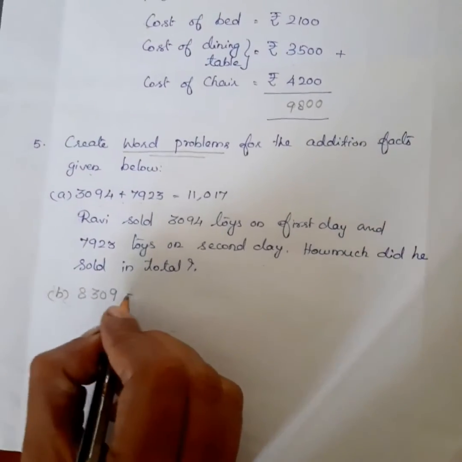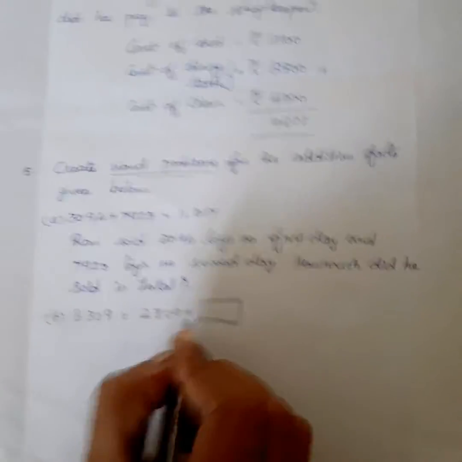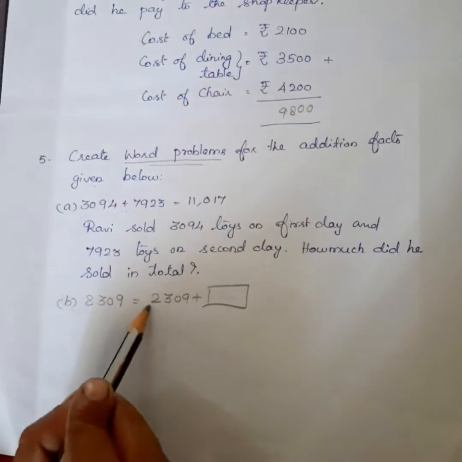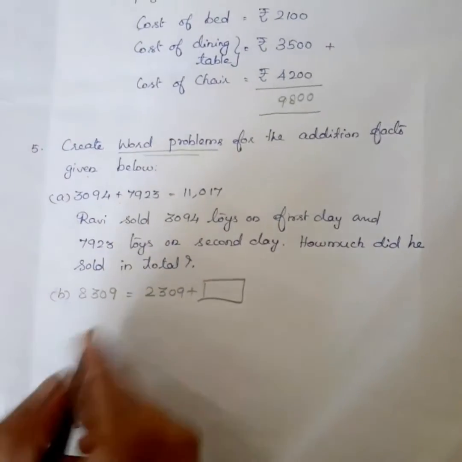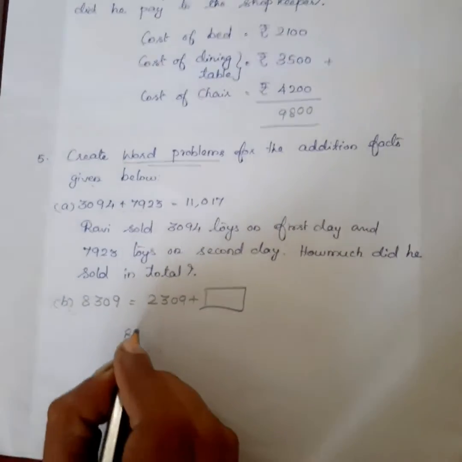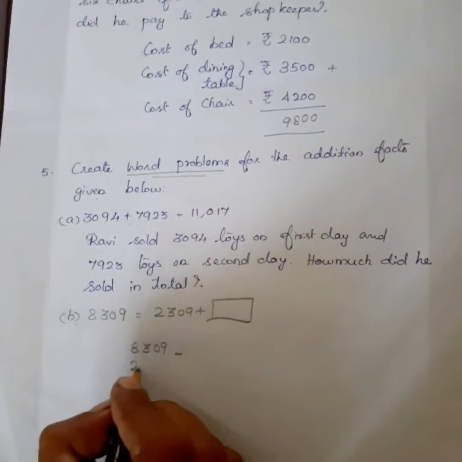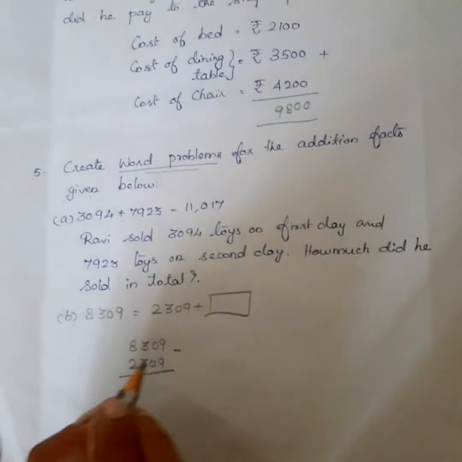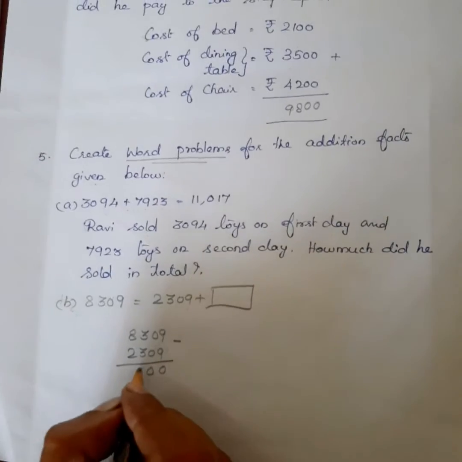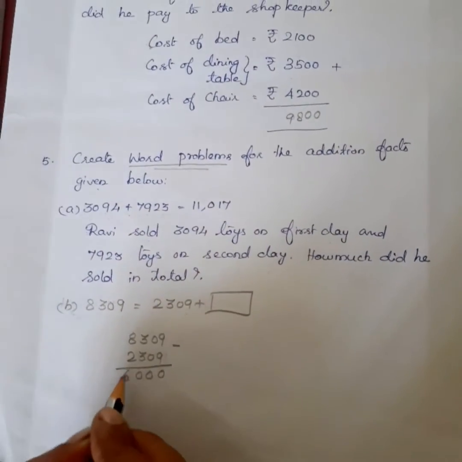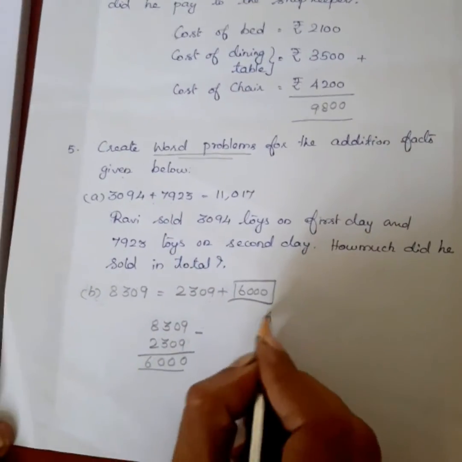8309 equal to 2309 plus box. Here 2309 is given. Here listen. So what do you do? We do subtraction. 8309 minus 2309. 9 minus 9 equal to 0. 0 minus 0 equal to 0. 3 minus 3 equal to 0. 8 minus 2 equal to 6. Okay. 6000.